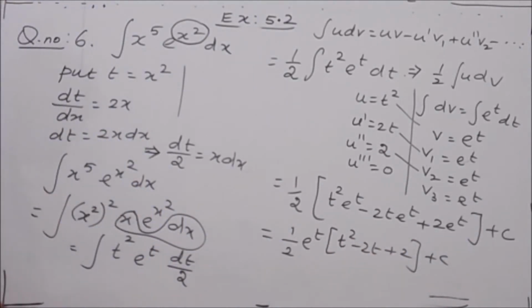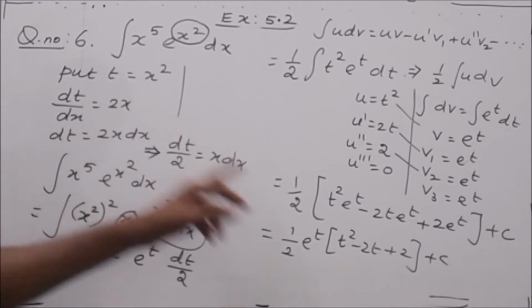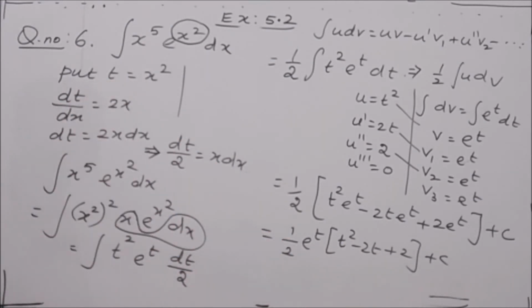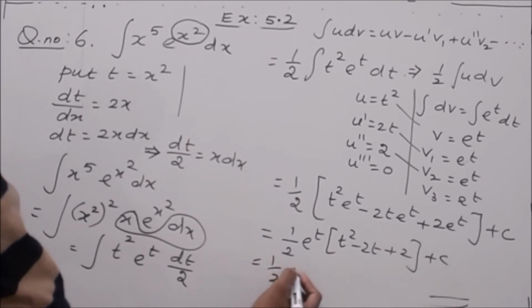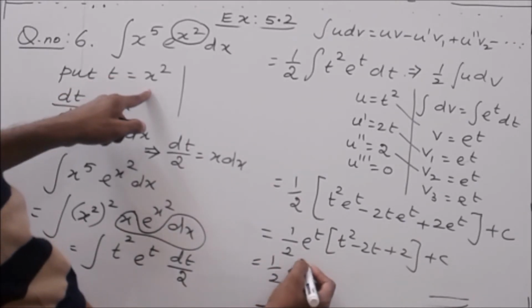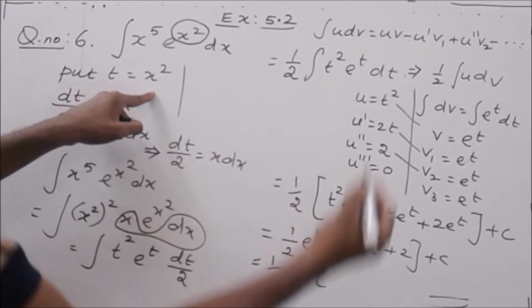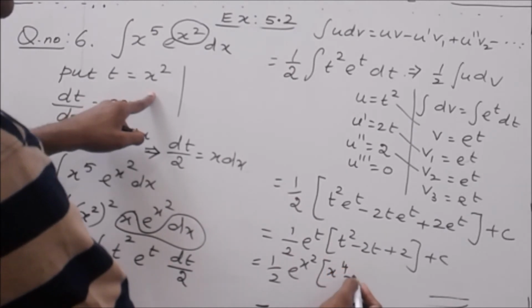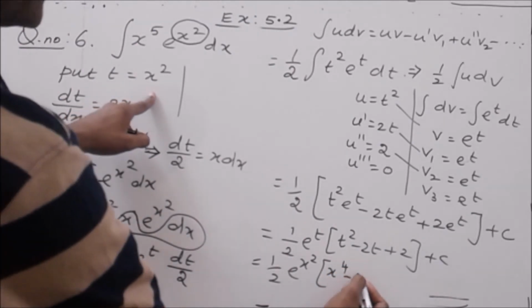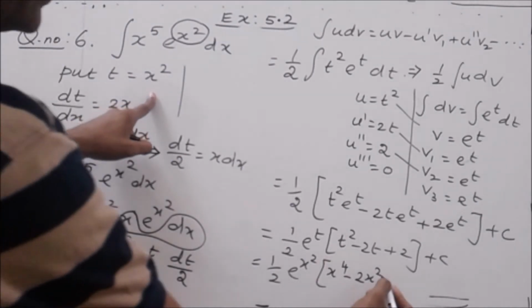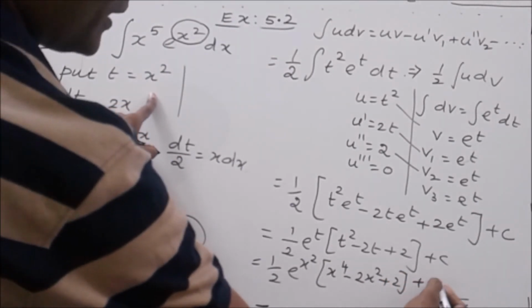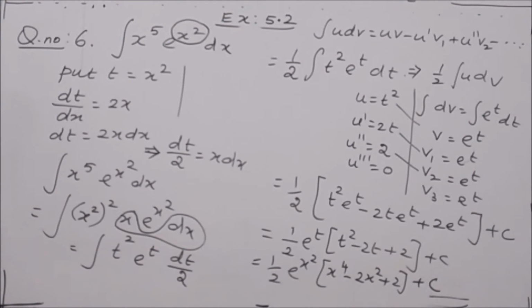Here, substituting t equal to x square, because the given function is in terms of x, our answer also should be given in terms of x. So which is equal to 1 by 2 e to the power, instead of t substitute x square, e power x square, into t square, t equal to x square, t square is x power 4, minus 2 into t, that means minus 2 x square, plus constant 2, plus the constant of integration c is the required answer.